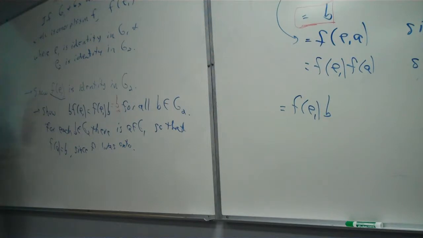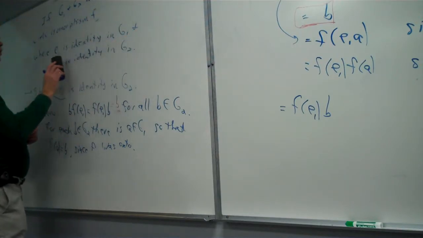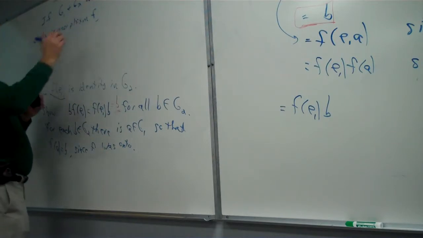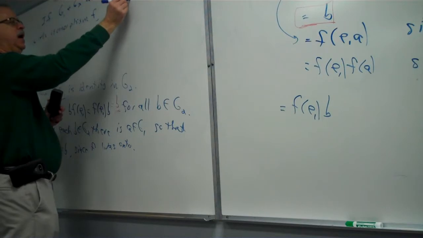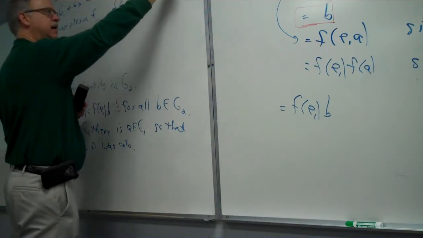So we're looking at two groups. If they are isomorphic, the identity has to map to the identity. Also then, inverses have to map to inverses. That's kind of the second thing they want us to prove, that f of A inverse equals f of A inverse.